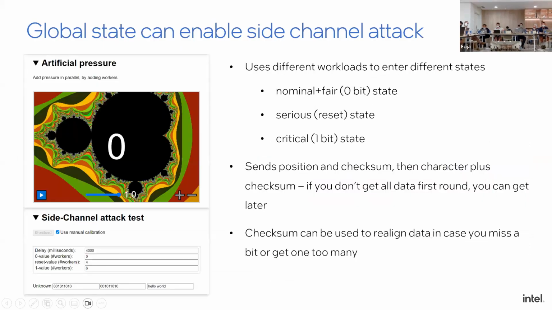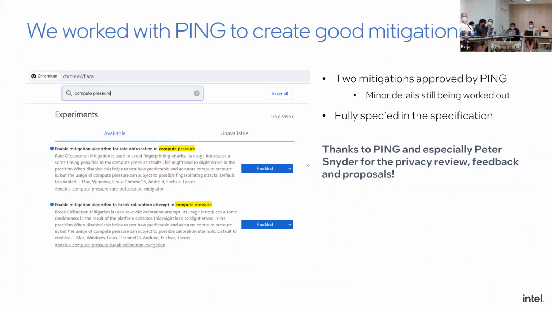So the way it works is basically I just decided nominal or fair is the 0 bit. It's pretty hard to rely on being at nominal. Serious will be resetting, critical is the useful 1, and then I do this alignment trick. So of course we worked with the PING on finding ways that we could mitigate this. There are basically 2 mitigations we have in the spec.